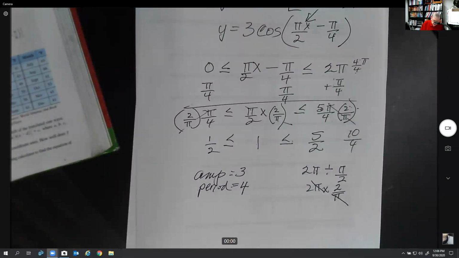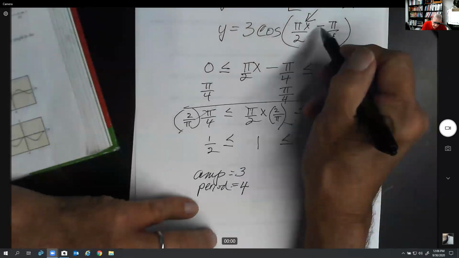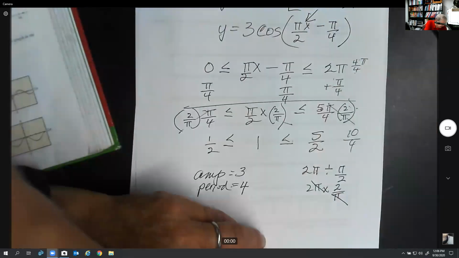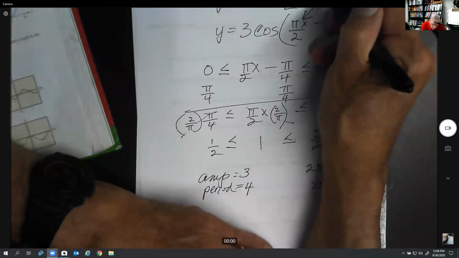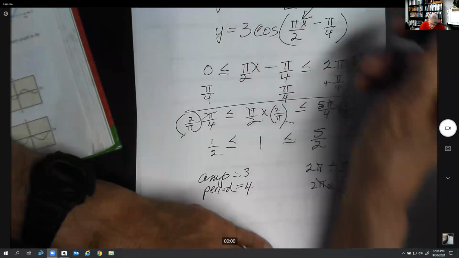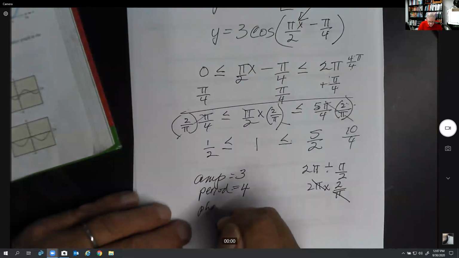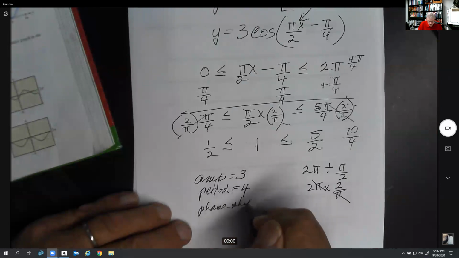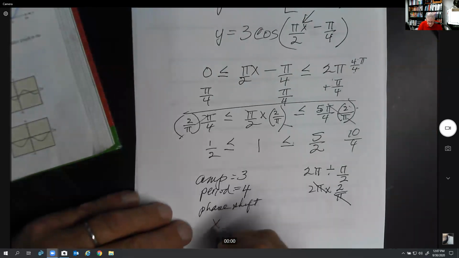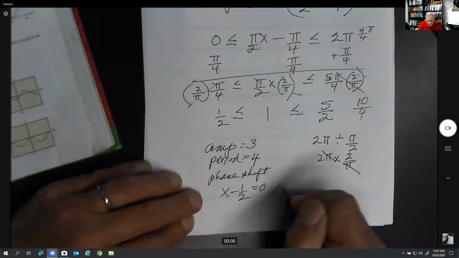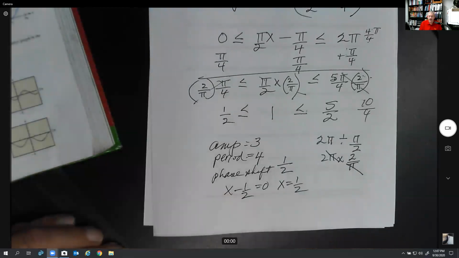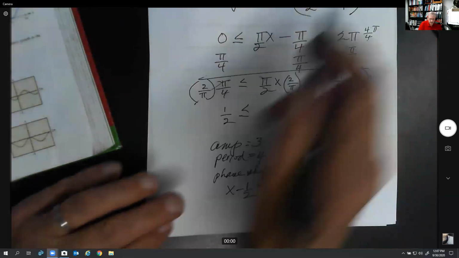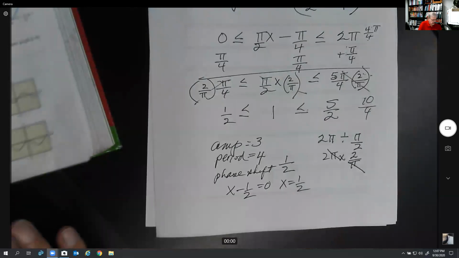It says any phase shift. Well, you do have a phase shift on here. This is your phase shift. And your phase shift, I believe, 29 would be this number right here before we multiplied it out. That's your phase shift right there. But it's always the opposite. Just take this and set it equal to 0, and your phase shift will be x equals 1/2. That's your phase shift right there, 1/2. Take this expression in the parentheses, set it equal to 0, and you get your phase shift.